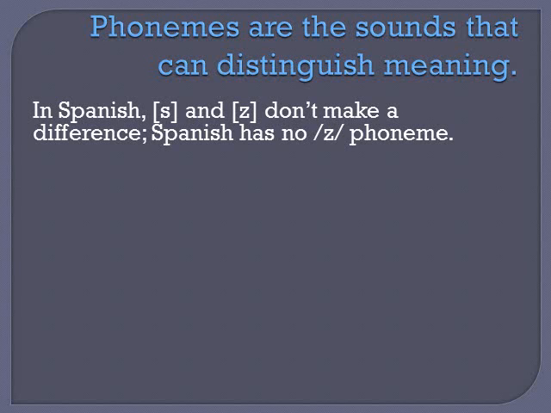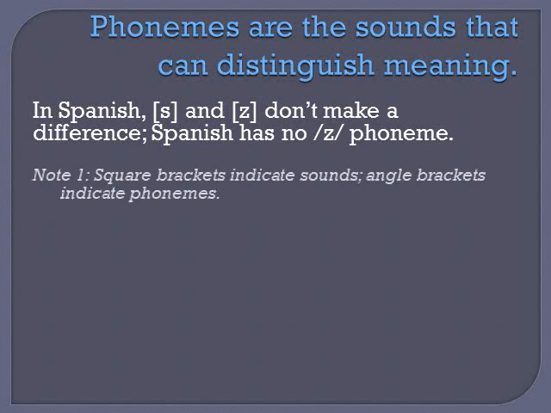I'll give you a third example of the sorts of sounds that might or might not make a difference. Spanish has no Z sound, and I know you're going to immediately object if you've taken even the first day of a Spanish class. The Spanish language does have an alphabet. The Spanish alphabet does have a letter Z in it. But what I mean is that in Spanish, the s and the z sound, the voiceless and the voiced alveolar fricatives, don't make a meaningful difference. Spanish has no z, no voiced alveolar fricative as a phoneme.